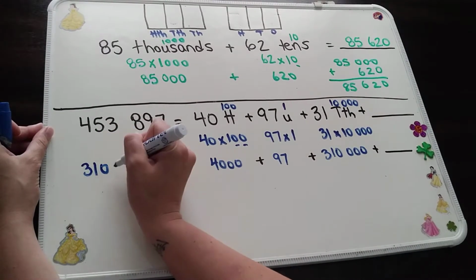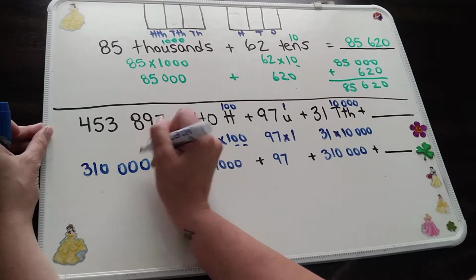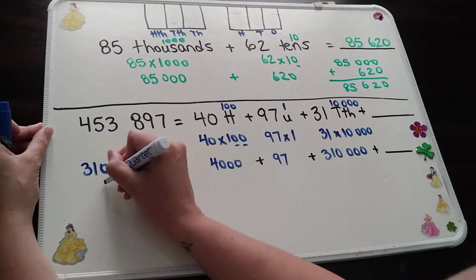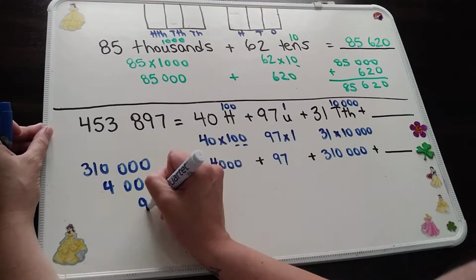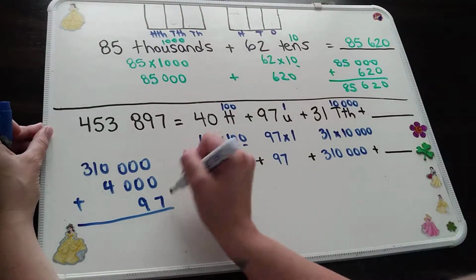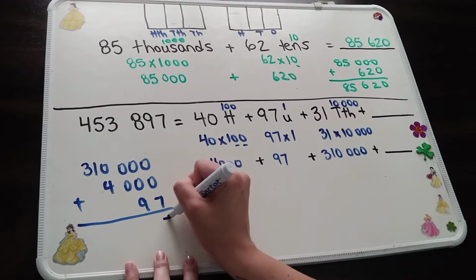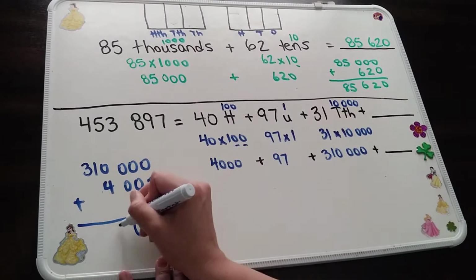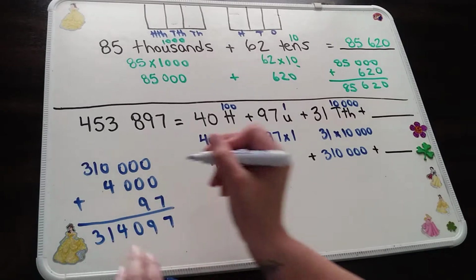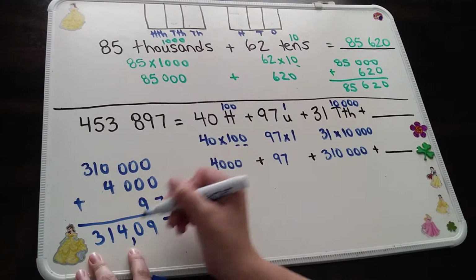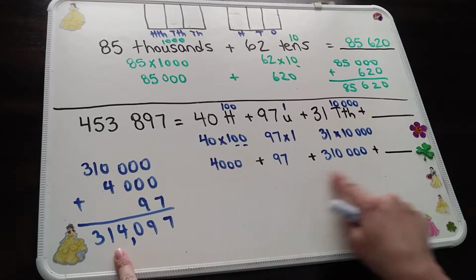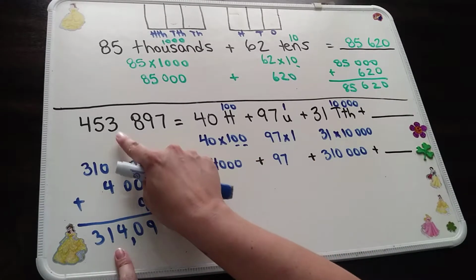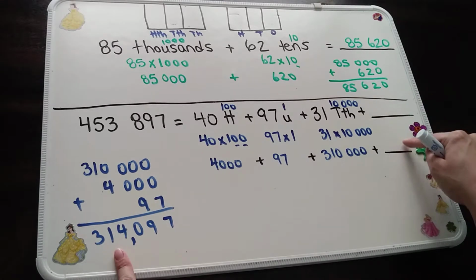So far I have 310,000 plus 4,000 plus 97. Okay, 314,097 is what I have so far, but I'm still missing something to make this number. So that's what's going to go here.